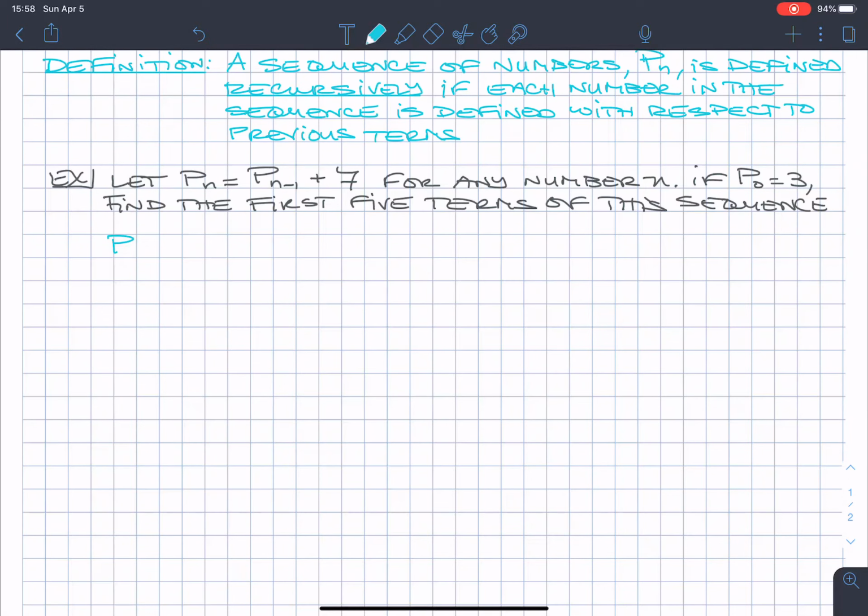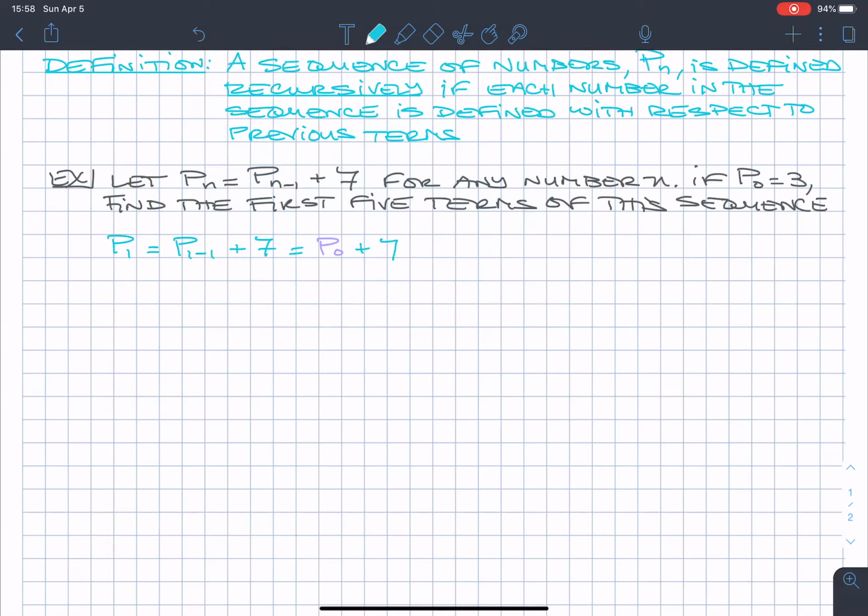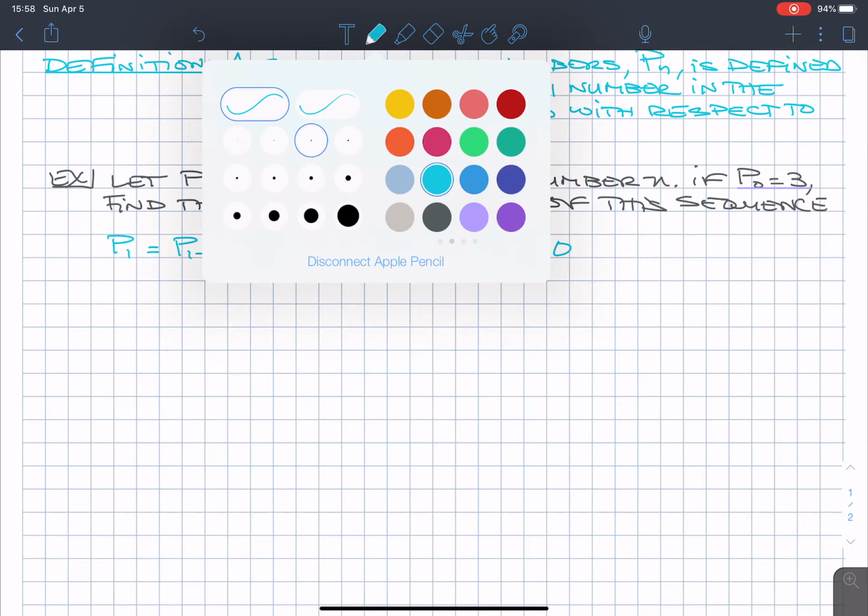Okay, so P sub 1 by definition will be P sub 1 minus 1 plus 7, according to the rule P sub n is P sub n minus 1 plus 7. Okay, so I claim that this is P sub 0 plus 7. And they gave us that P sub 0 was 3. Okay, so that's 3 plus 7. So P1 is 10. So now let's evaluate P sub 2.